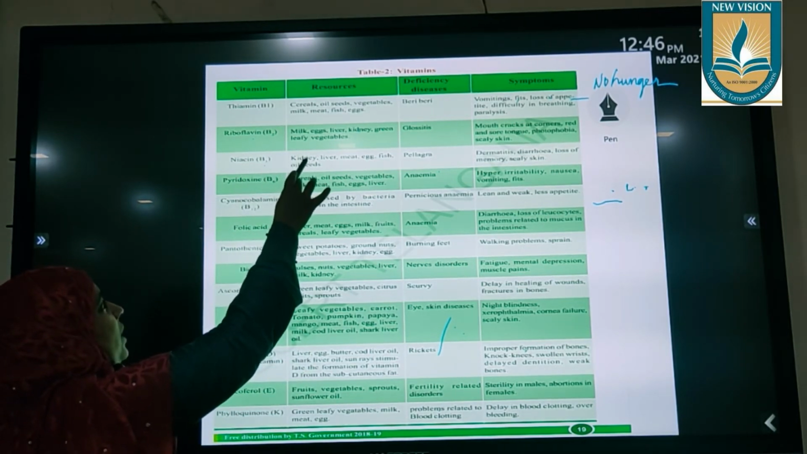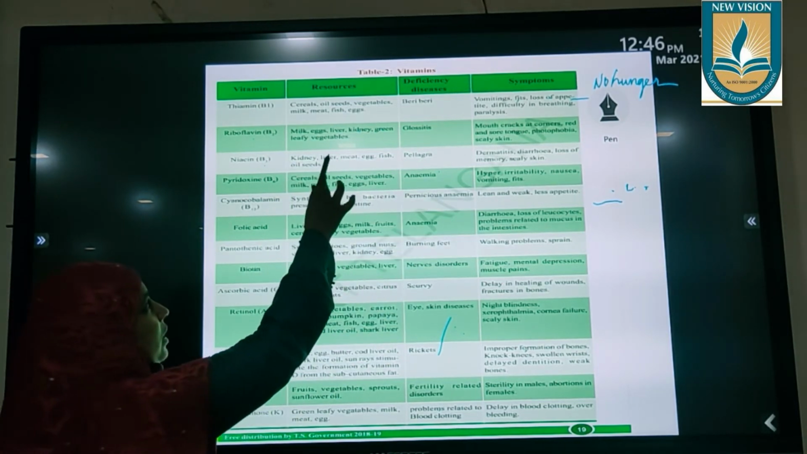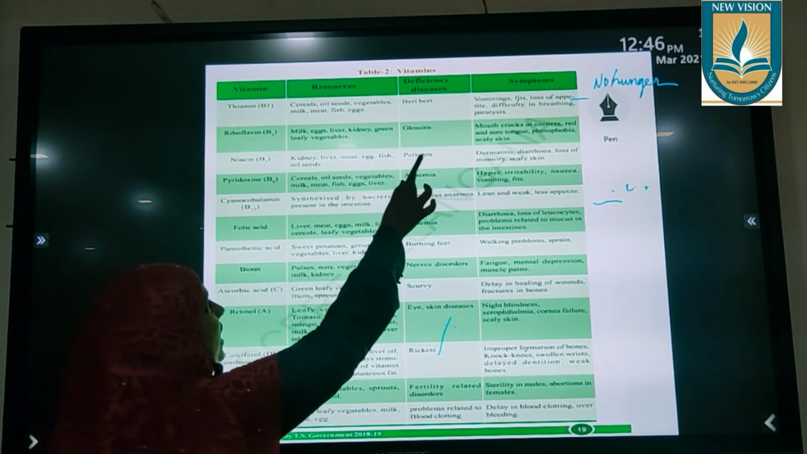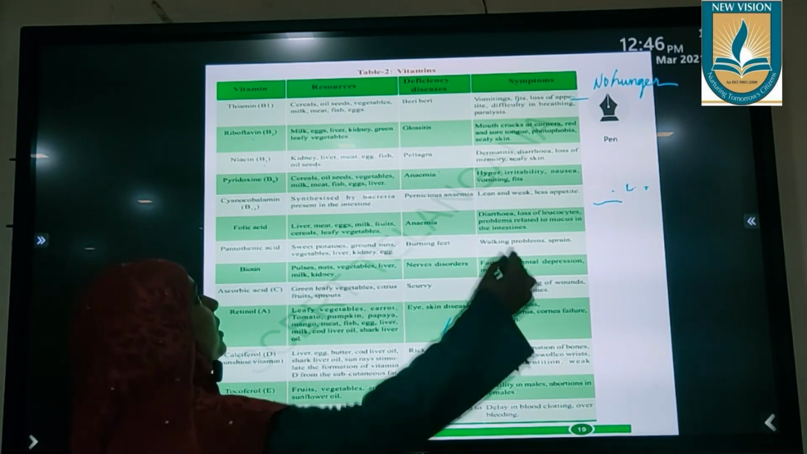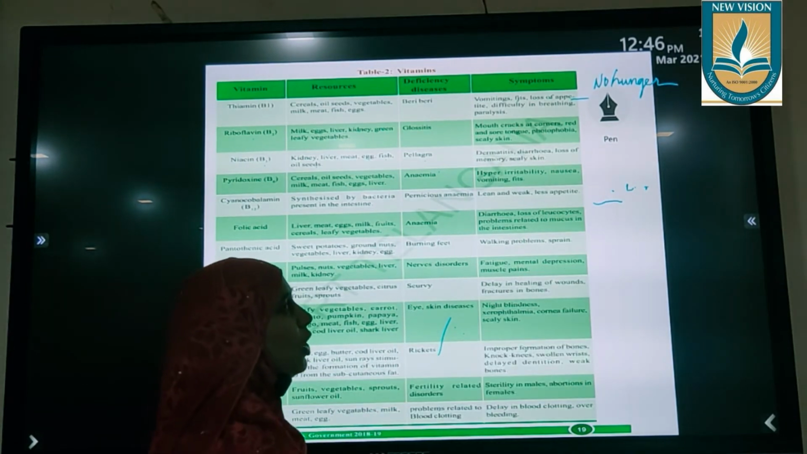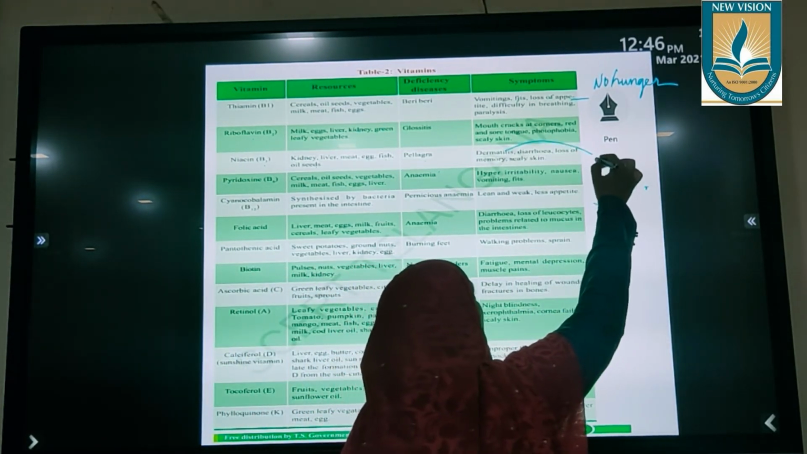Next, the third vitamin is niacin. It is found in meat. Kidney is sold separately. Liver, meat, egg, fish, oil seeds. If you do not eat niacin-rich foods, then you get the disease called pellagra. It leads to a condition called dermatitis. Dermatitis means skin gets white.